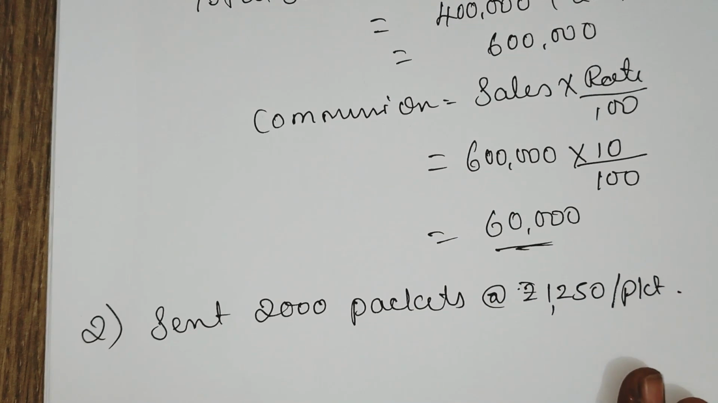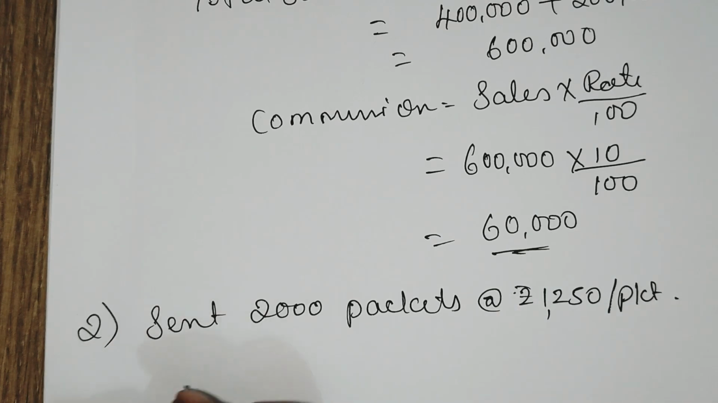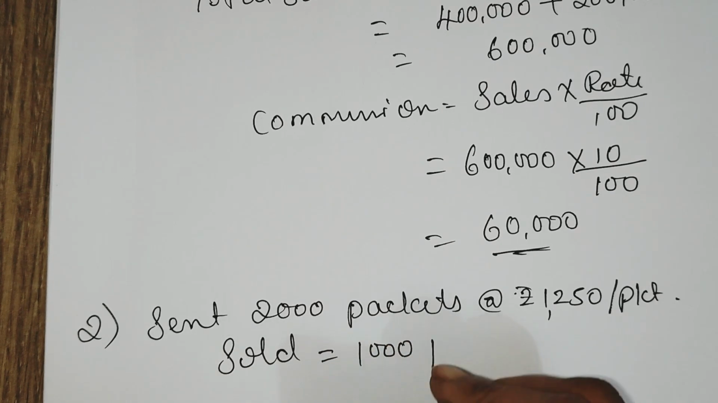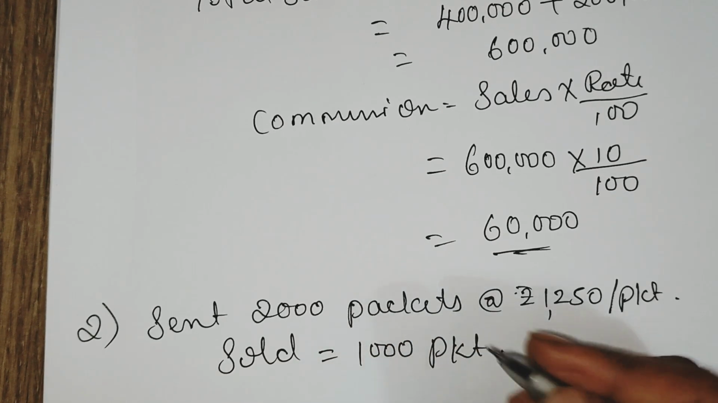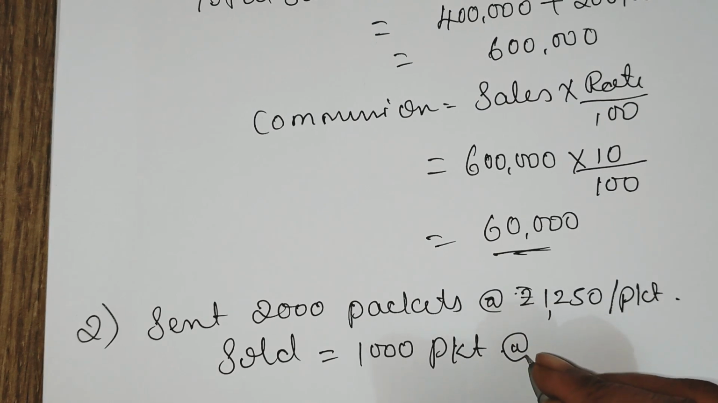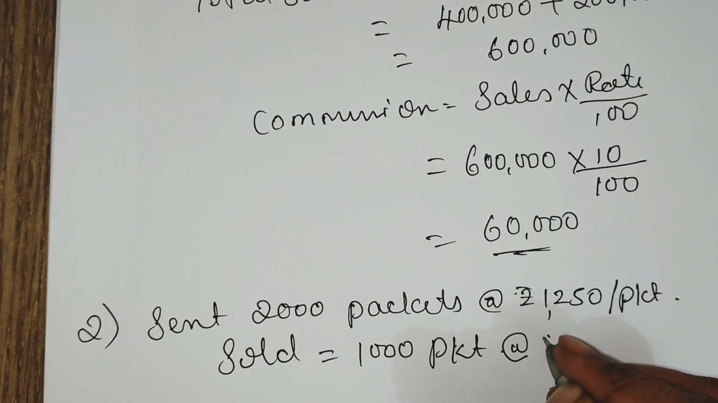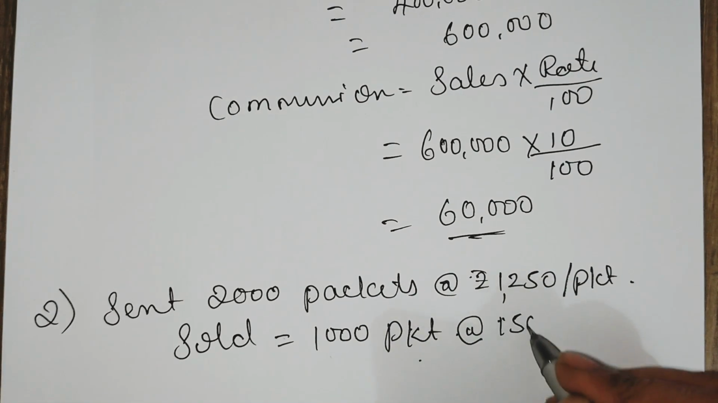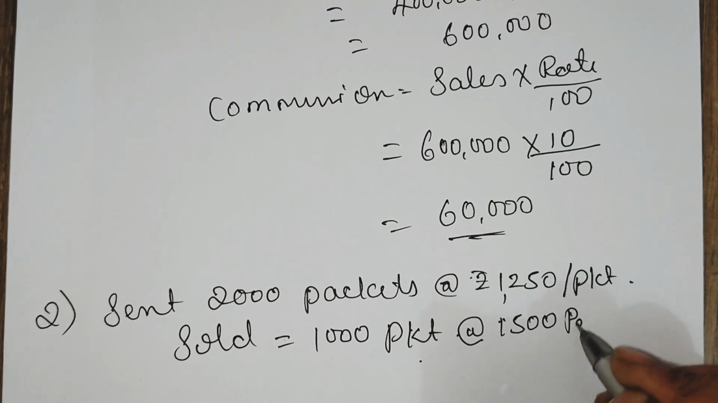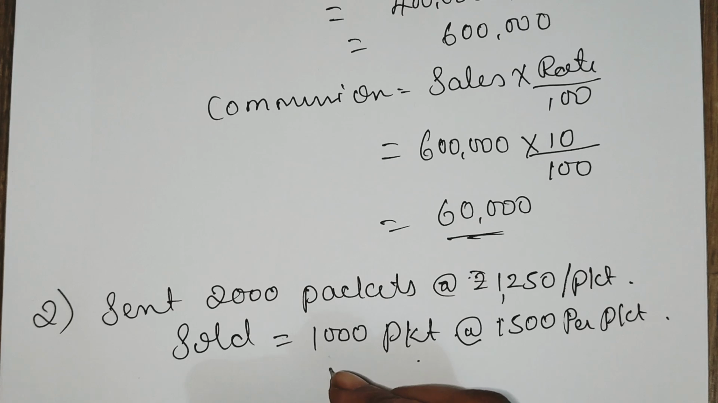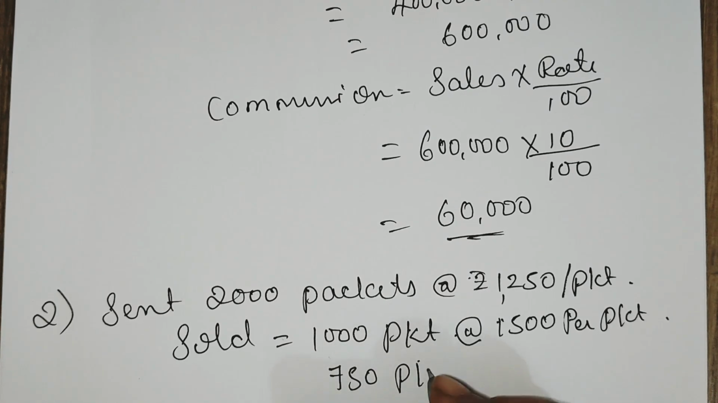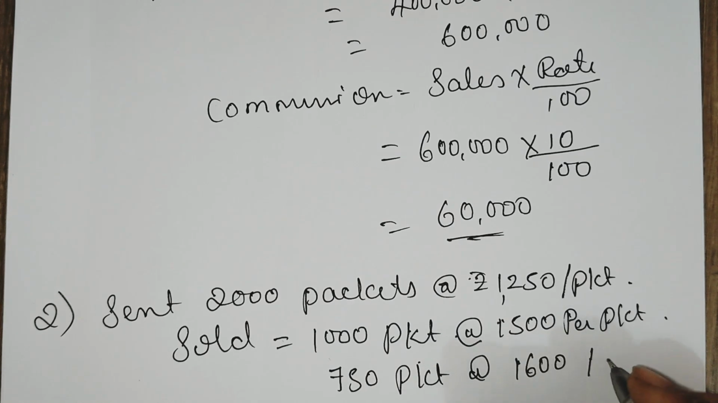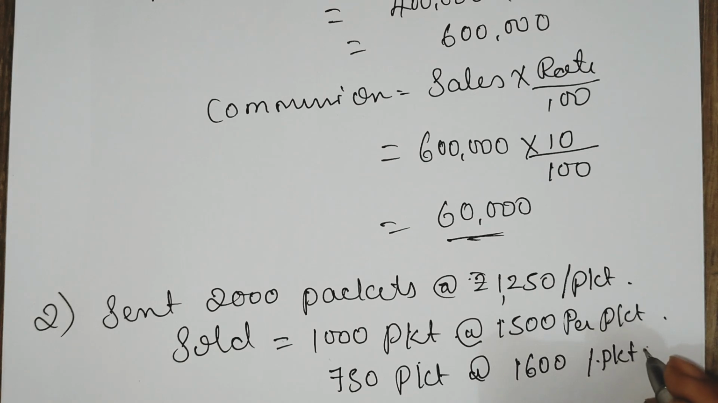For the consignment basis, B sold 1000 packets at rupees 1500 per packet and 750 packets at rupees 1600 per packet. This is on credit.